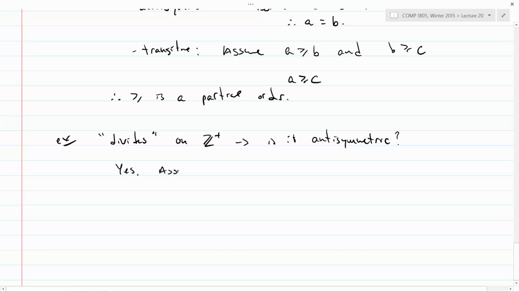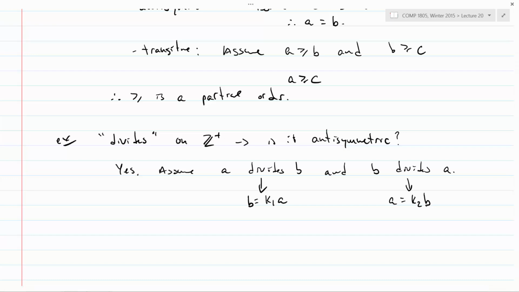We assume A divides B and B divides A. And what I'd like to show is that A equals B. So if A divides B, then I know that B equals K1A for sure. And if B divides A, then I know A equals K2B. So far so good?